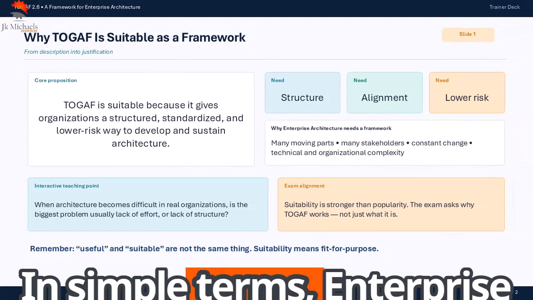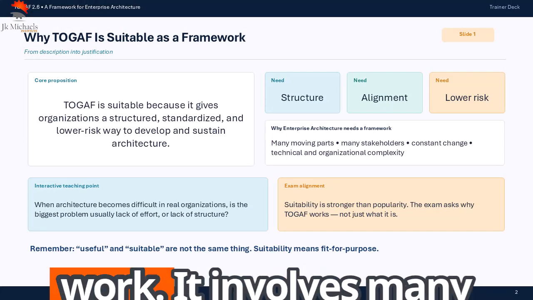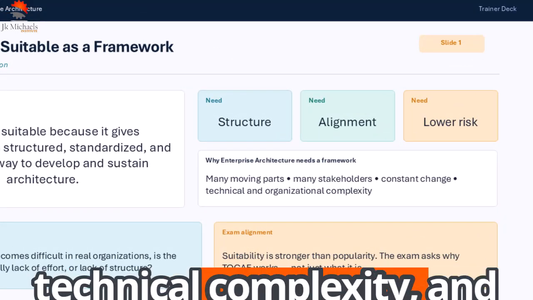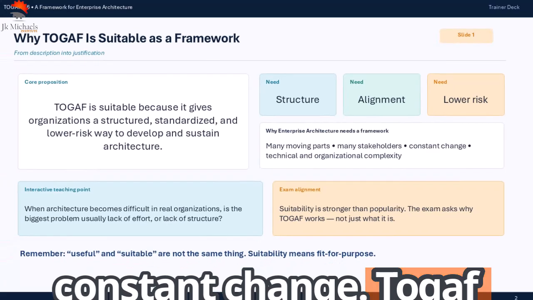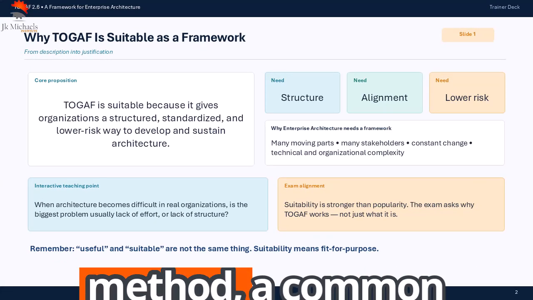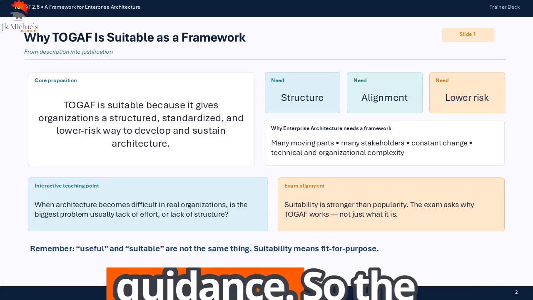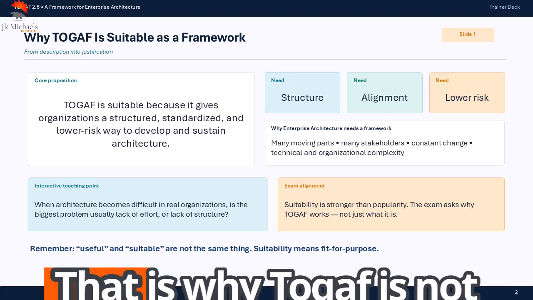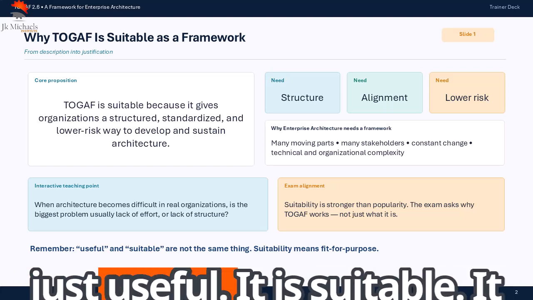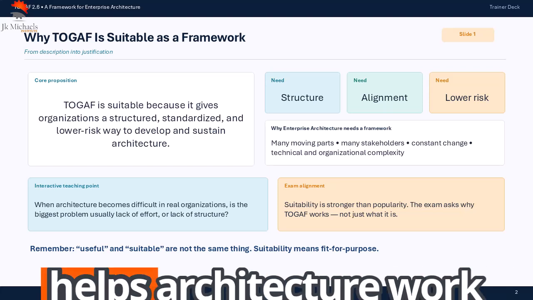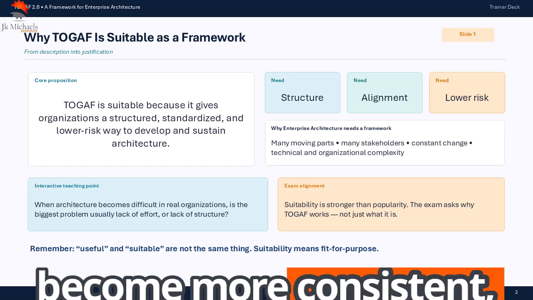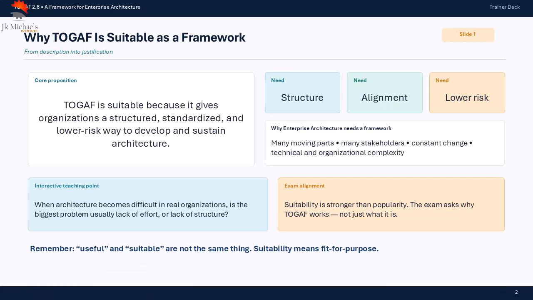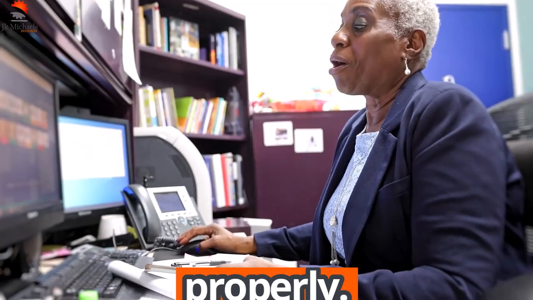In simple terms, enterprise architecture is not easy work. It involves many people, many decisions, technical complexity, and constant change. TOGAF helps by giving a clear method, a common structure, and practical guidance, so the organization does not have to invent everything from scratch. That is why TOGAF is not just useful, it is suitable. It helps architecture work become more consistent, more stakeholder-focused, more practical, and more sustainable. Now let's break that down properly.